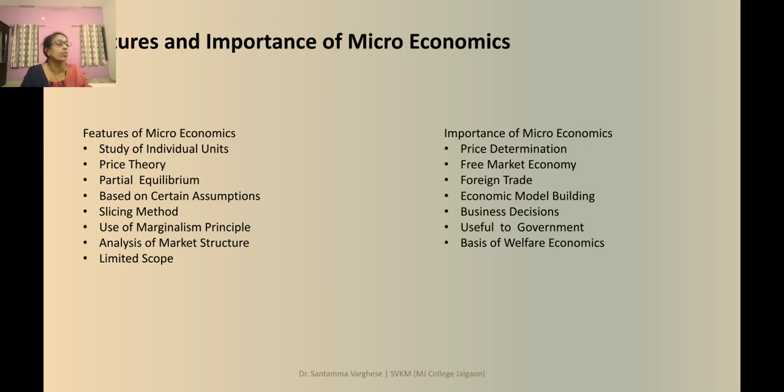Next, it is limited scope. The scope of microeconomics is limited to only individual units. From the beginning, when we studied the features, that is the study of individual units, the price theory, partial equilibrium based on certain assumptions, slicing method, use of the marginalism principle, analysis of market structure, and limited scope. Why is it called limited scope? Because we are studying all these things in a limited way. We are taking one individual and studying the theory. So we say that the scope is limited.